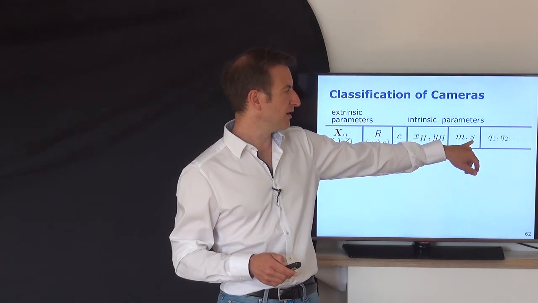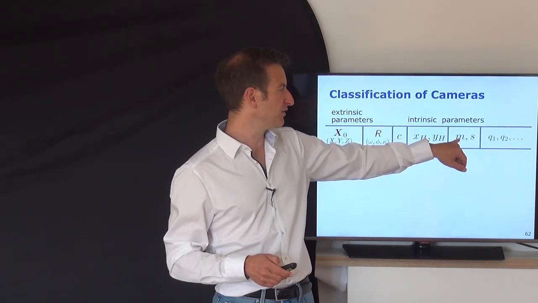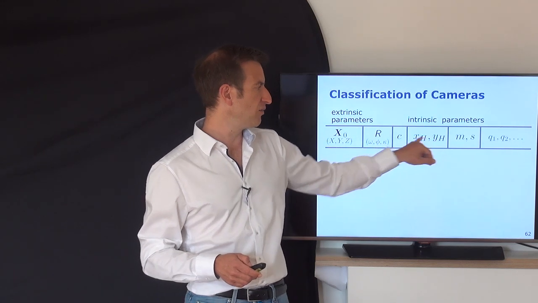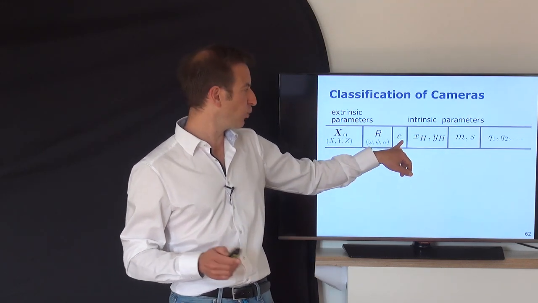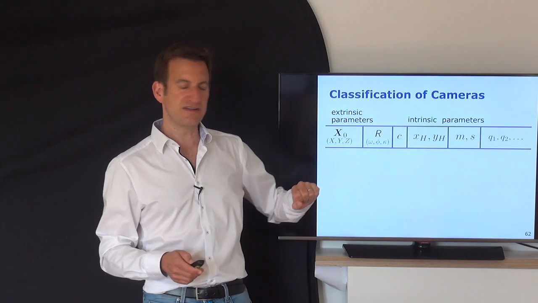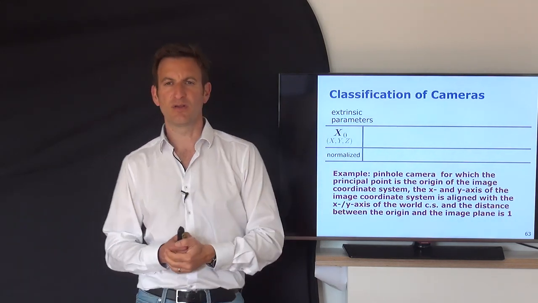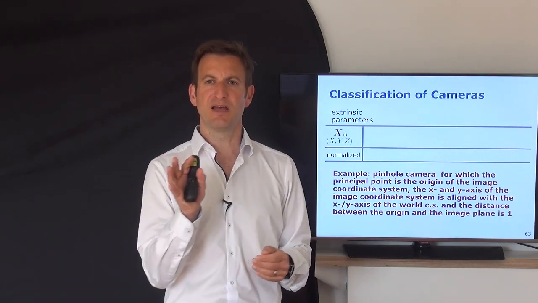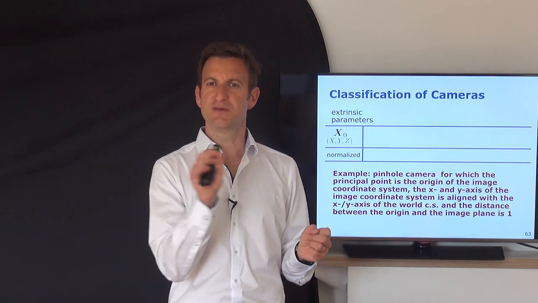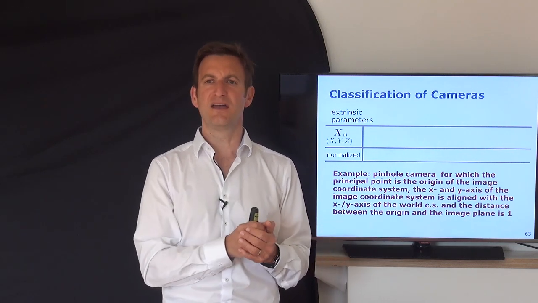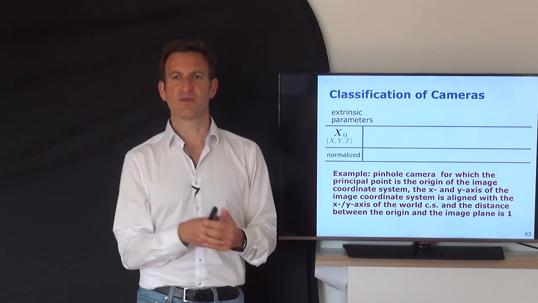There is no shear. There is no scale difference. There is no principal point. The camera constant is 1. The rotation matrix is the identity. That would be something we call a normalized camera. So a normalized camera is just a camera which is shifted with respect to the X, Y, Z location with respect to the world coordinate system.